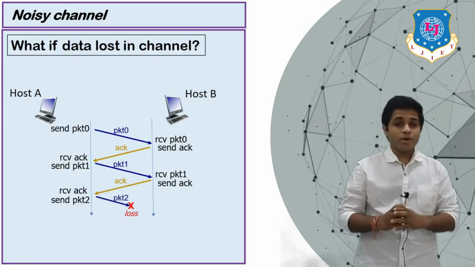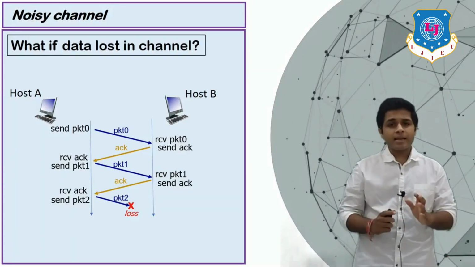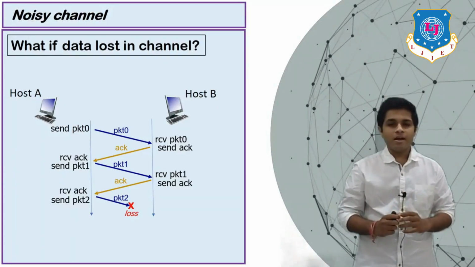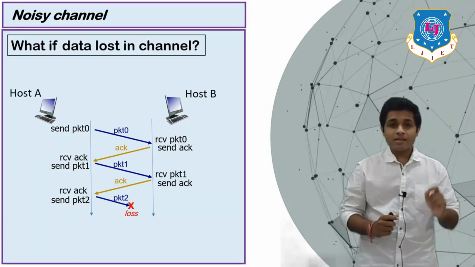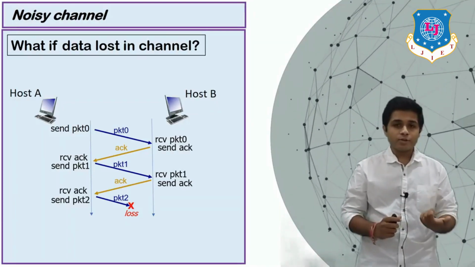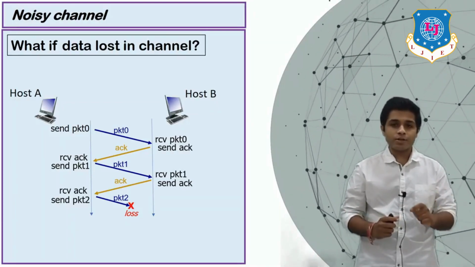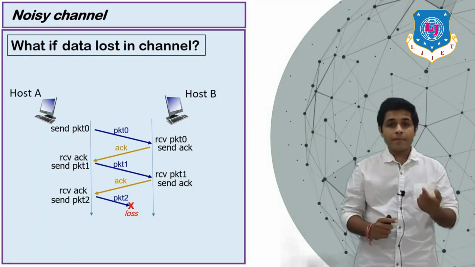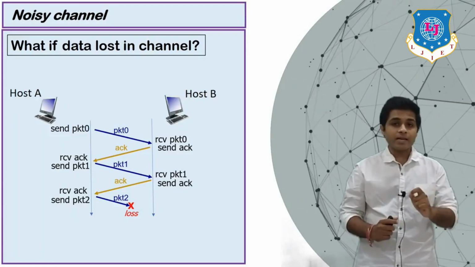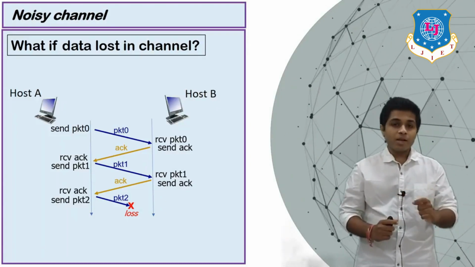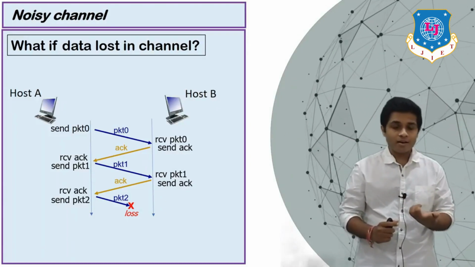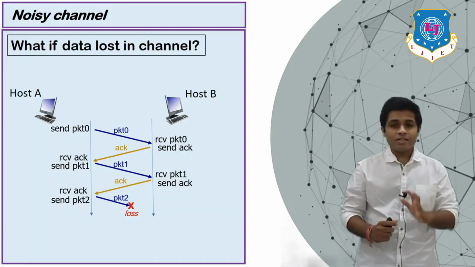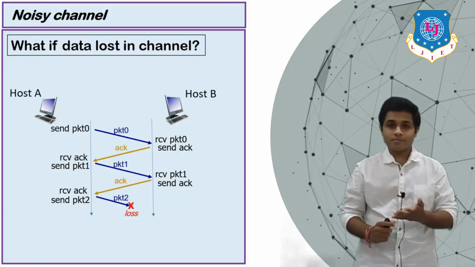But because the channel is noisy, packet 2 is lost somewhere. Now what happens in this case? A has received the acknowledgement for the packet 1, so it has sent the packet 2. B has sent the acknowledgement for the packet 1, so it is now expecting the packet 2. But because the packet 2 is lost somewhere, B will continuously wait for packet 2.